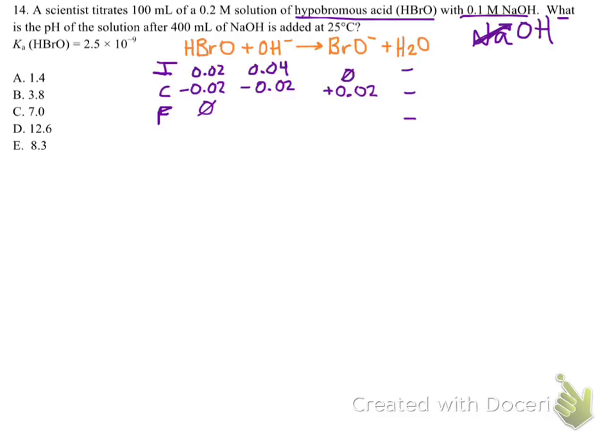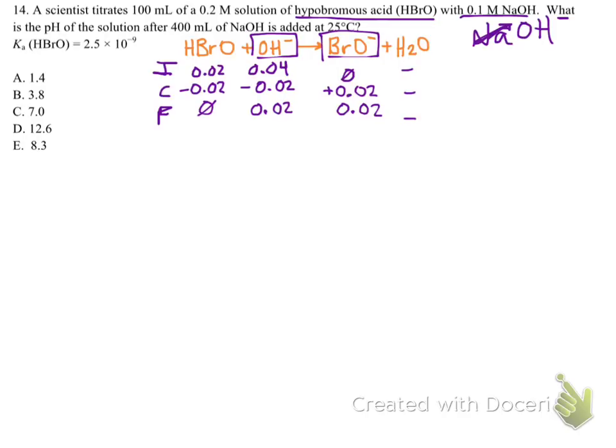So now, oh no, what do? We've gone past the equivalence point. How can we possibly find the pH of a solution like this? Well, it's actually easier than it looks. We have hydroxide, a strong base, and this hypobromite, BrO-, together in a solution.